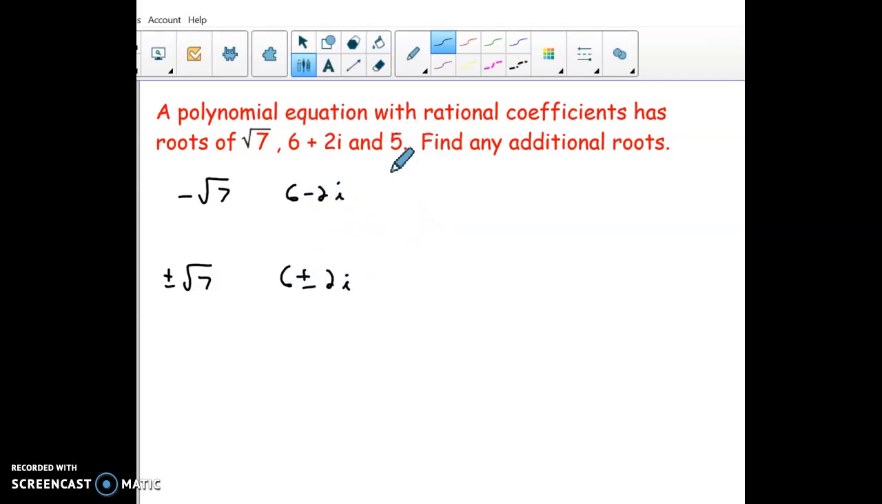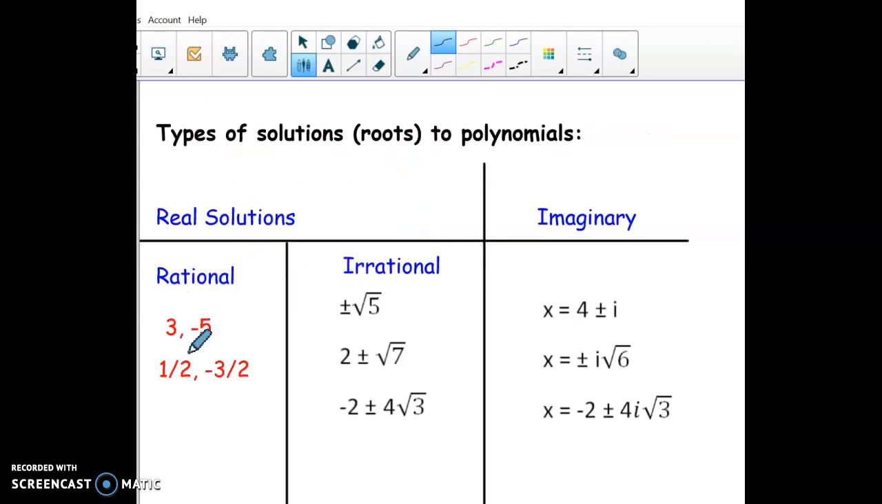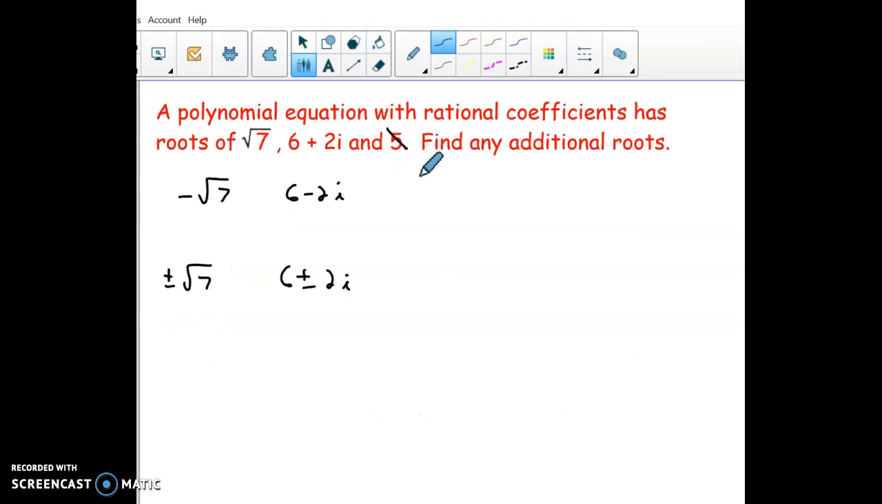For 5, that's the rational type, and there's no guarantee that it has a matching pair. So for this one, we don't list any additional ones. They're trying to trick you. Don't list -5 there. It might be another answer, but we don't know that for sure. So don't list it there.